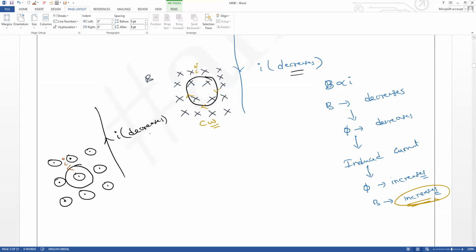Anti-clockwise. Because now also it is decreasing. I decreases, so B also decreases. B decreases, so flux also decreases. Flux decreases, so what will happen? An induced EMF will happen, an induced current. Again, the flux is going to increase. Flux increases, again B increases, now supporting. So clockwise or anti-clockwise? Anti-clockwise. Are you clear now?